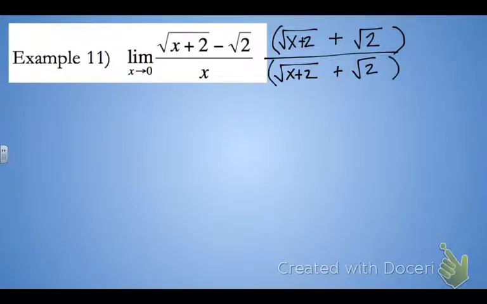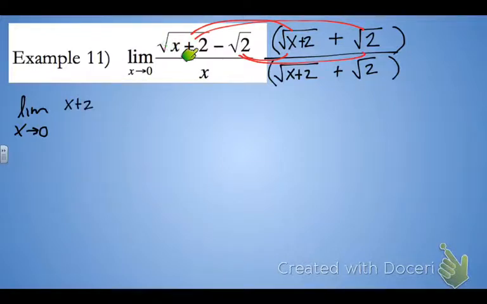Alright, so that's what we get here. When we multiply out this binomial in the top, we have our first terms, our outside terms, our inside terms, and our last terms. So let's write that down here at the bottom. We have the limit as x approaches 0 of, when I multiply the first terms together, I get the square root of x plus 2 times the square root of x plus 2. That's just x plus 2.